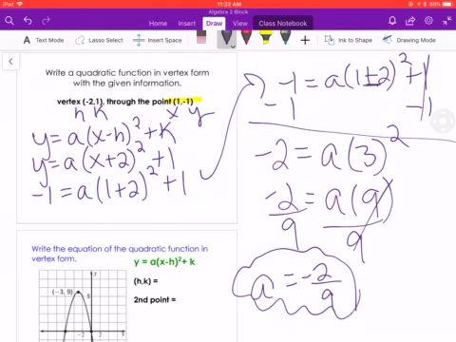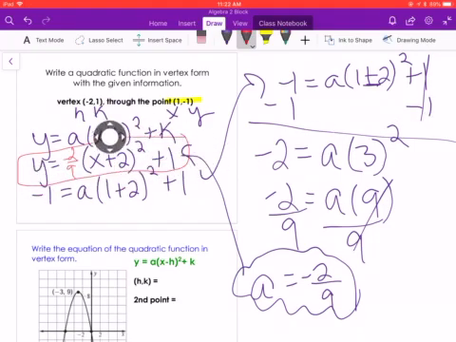So you can come back up to your original equation, and then for A here, we'll replace that with the -2/9. And then this is our answer. So -2/9 times (x plus 2) squared plus 1. That would be in vertex form.